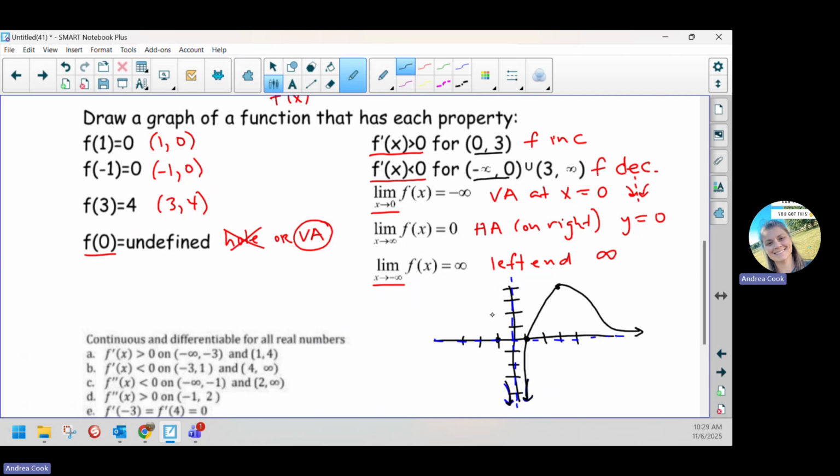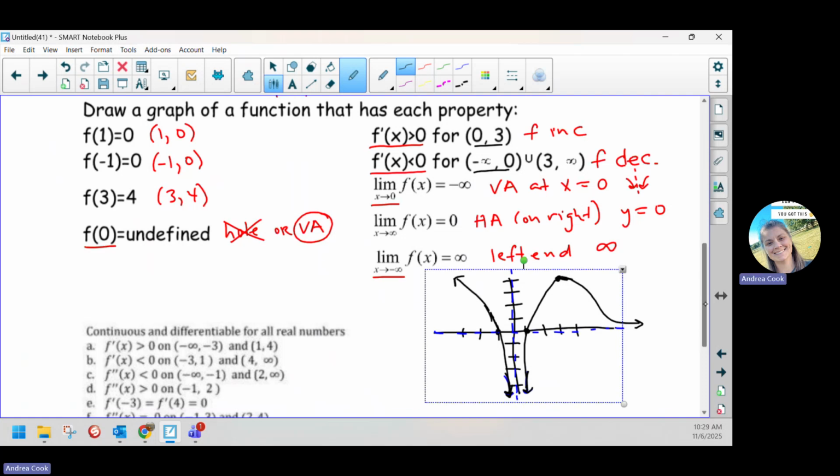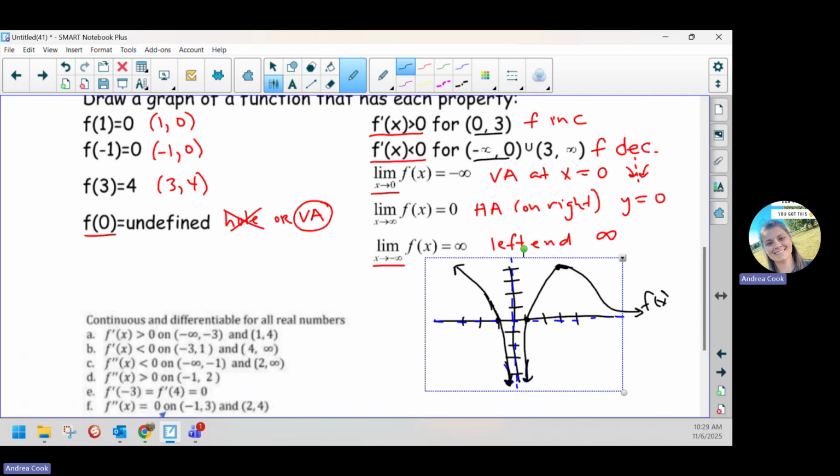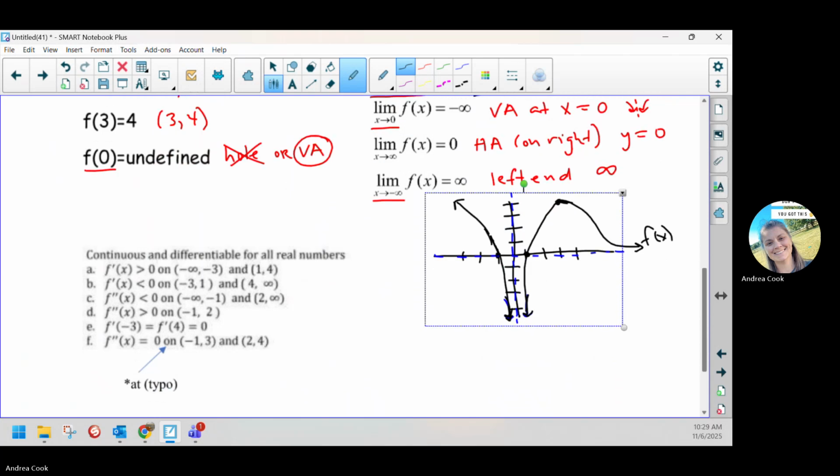Then my other interval from negative infinity to 0, my function is decreasing. And I have to go through this point. So I'm decreasing, and going through that point, and my left end is going to infinity. It says nothing about concavity, so you're not going to be graded based off concavity. You're just going to be graded on increasing, decreasing, and end behavior. And that's it. So that would be a graph of f. Let's go to the next one.